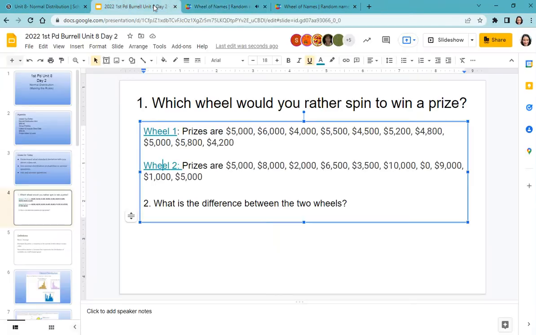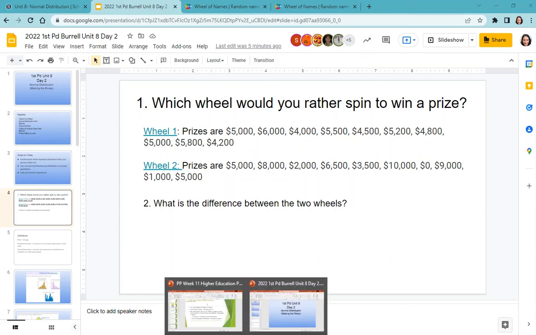Okay. All right, so the question is, which wheel would you rather spin? Even if your computer is not up yet, you can still look at the prizes that are the choices to see which one you would rather spin. And then you're going to circle one that you would rather spin. And then for number 2, you're just going to explain in a sentence what's the difference between the two wheels. So take a minute. You may spin the wheels a few times if that helps you think it through, or you can just decide based on the numbers that are on your paper.